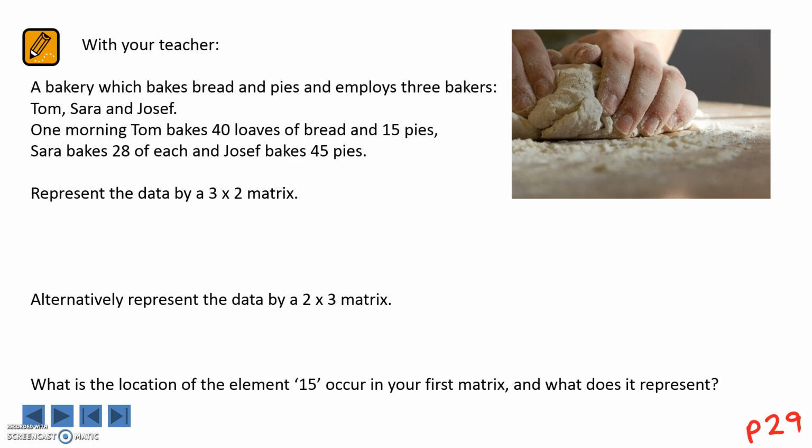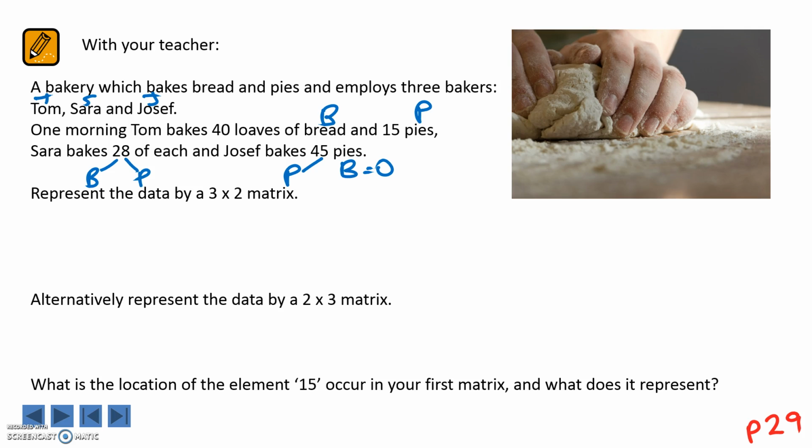And the final example that I would like to go through is one in a bakery. We've got 3 bakers, Tom, Sarah and Joseph. We'll give them T, S and J for their symbols. And so one morning we find that Tom bakes 40 loaves of bread and he has made 15 pies. Sarah bakes 28 of each and Joseph bakes 45 pies only, and he's not making any bread.